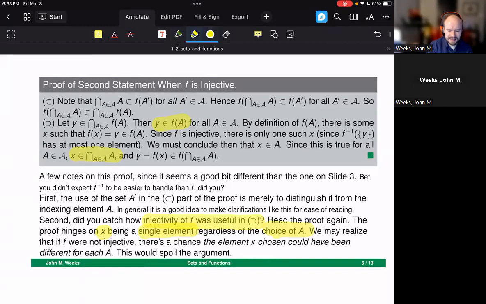And I can get some x inside of that set A, but those sets A could be very different. And so the elements x that I could get could be very different. So I would not be able to just rely on one x being there.